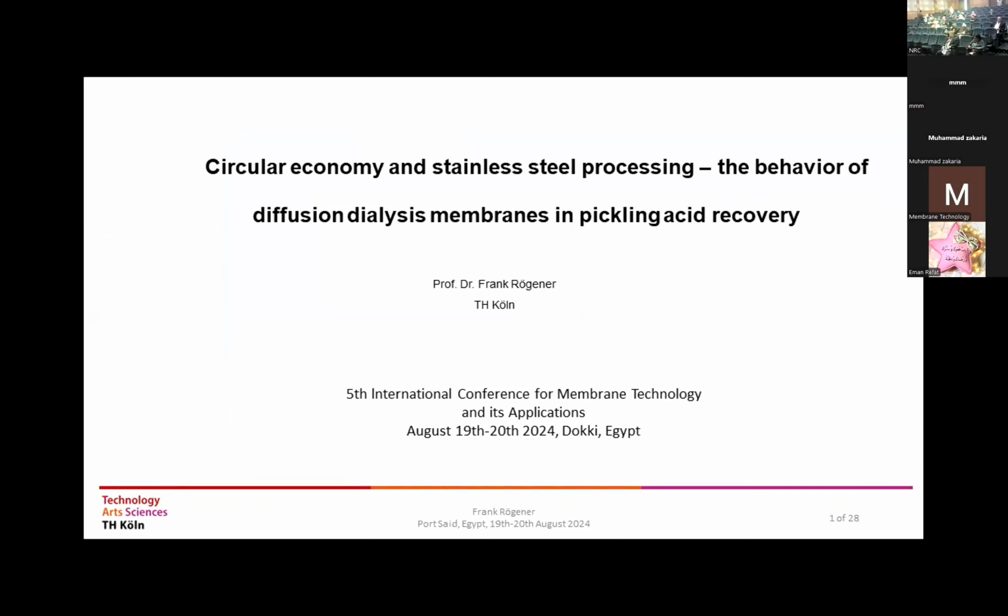I would like to present you some findings today concerning the treatment of pickling wastewaters. So pickling is a process that is used for cleaning metal surfaces. But it may be also the blueprint for other processes that become more and more important. That's the recovery of metals from recycling processes. So many of the things that I will present may be seen also in this aspect.